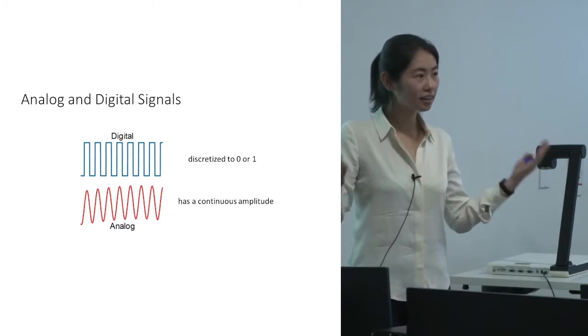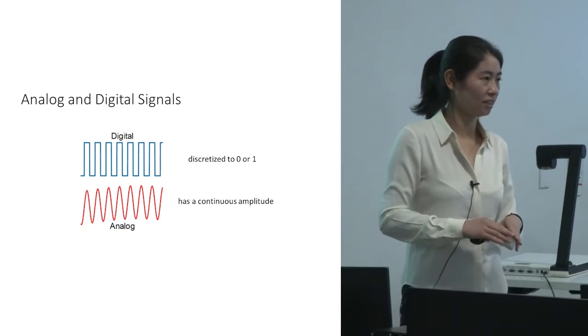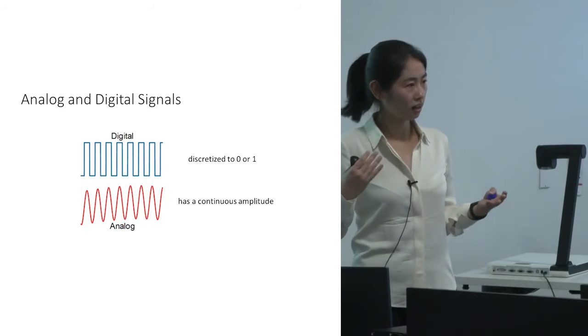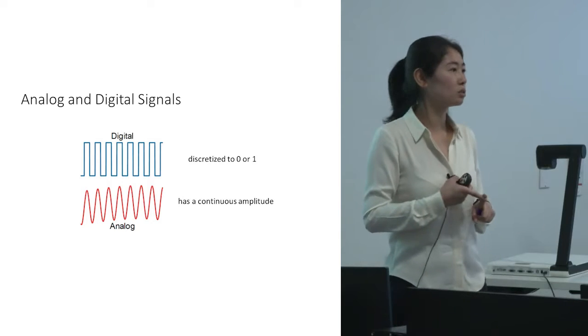Sometimes I have higher frequency, higher intensity. Sometimes I have lower intensity. So a continuous signal has a different amplitude. Those are analog signals. But analog signals are very easy to disturb.